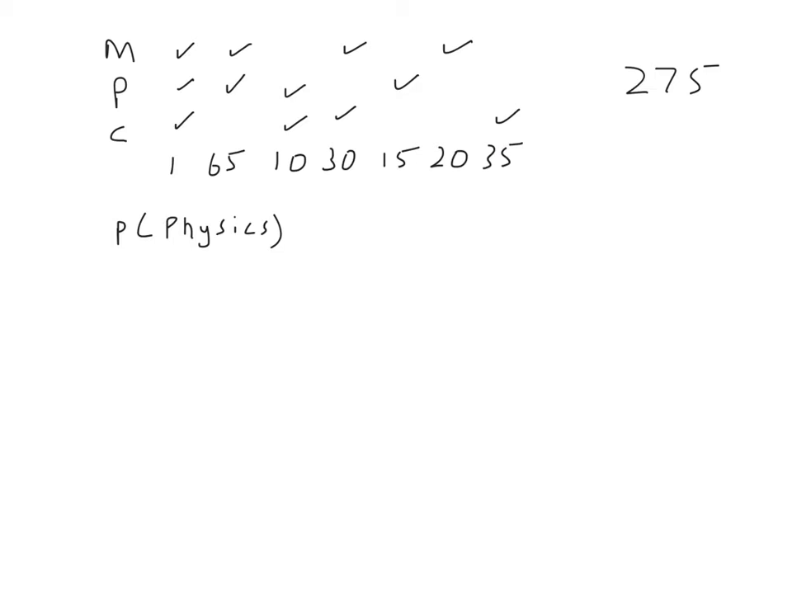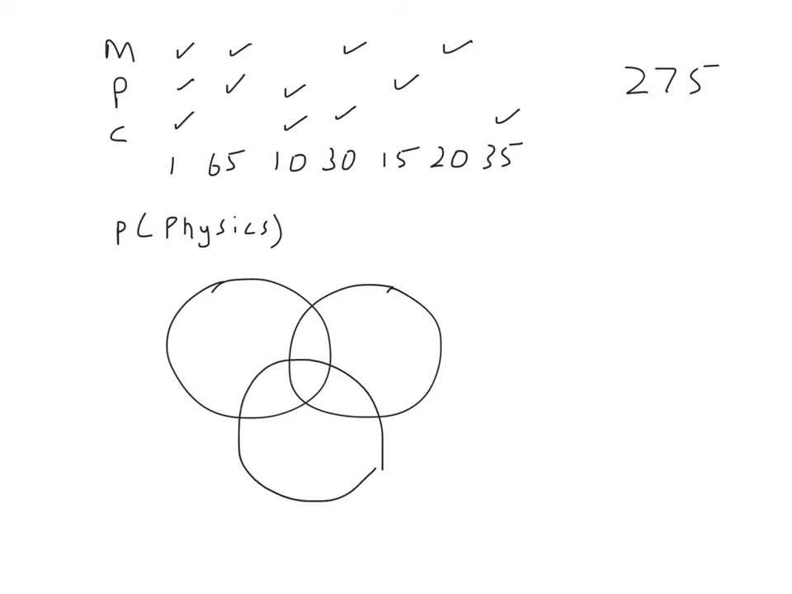What's the probability that one person is studying physics? If we pick a person at random, what's the probability they study physics? Not physics only, but they study physics either by itself, or with chemistry, or with maths, or with all three. So in order to answer this question, we can draw a Venn diagram. And each circle represents the number of people that are taking maths, physics and chemistry. So this area here is the overlap of all three subjects. So how many people are taking all three subjects? That's 1. So I'm going to put the number 1 in there.